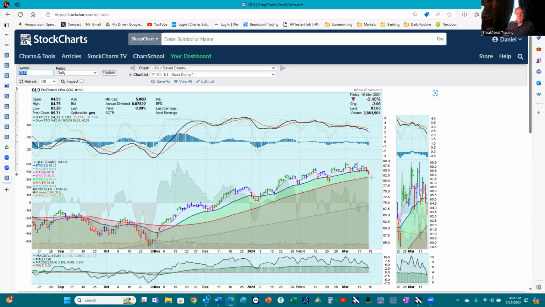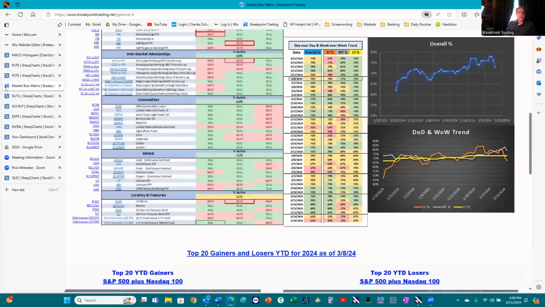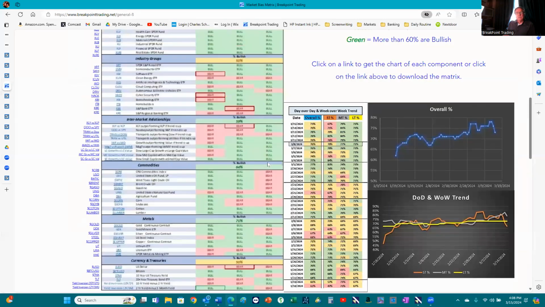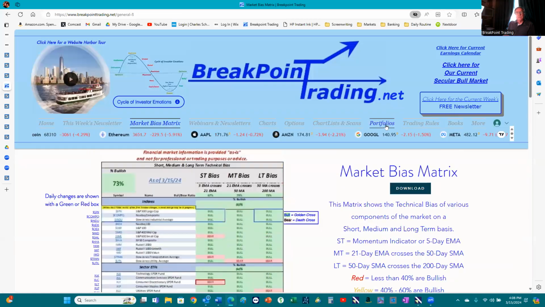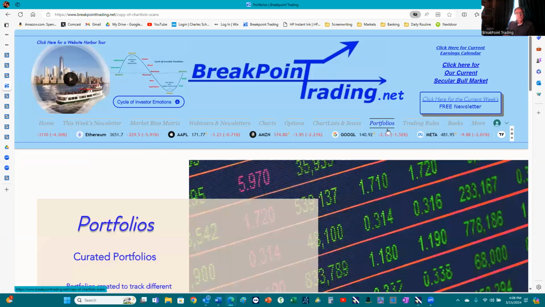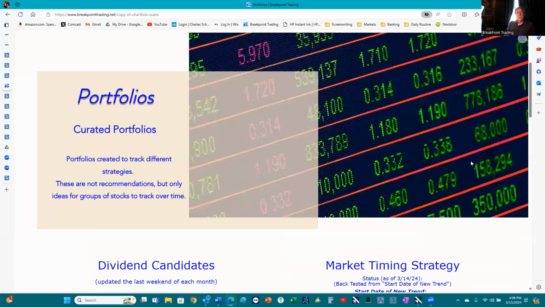So the question is, is it going to bounce on this 50-day right here? Or as you can see with this one, this is just ready to cross over as well. All of that combined means the whole market looks like it's starting to roll over. So it doesn't mean it will. You never know for sure.